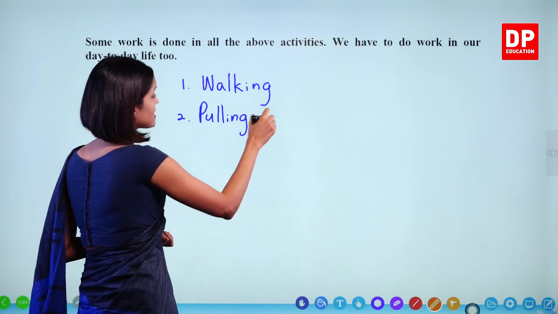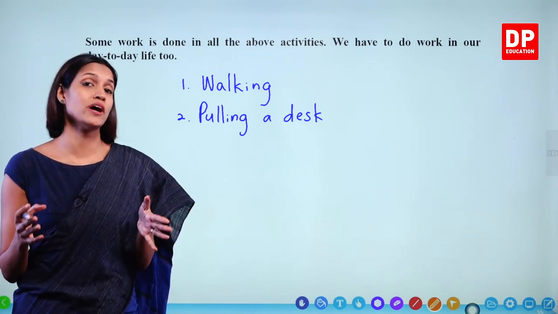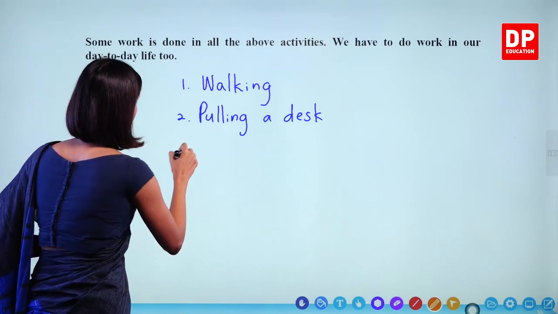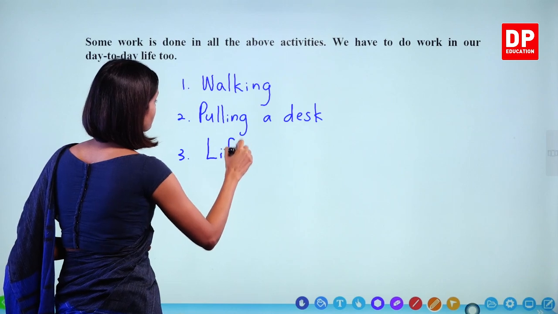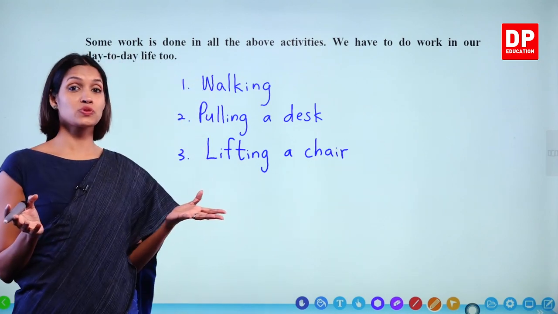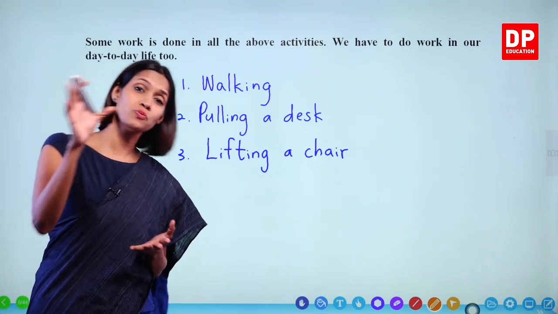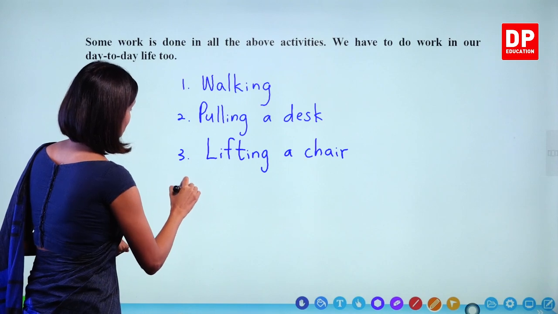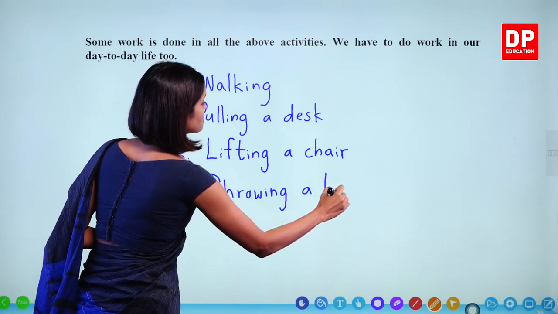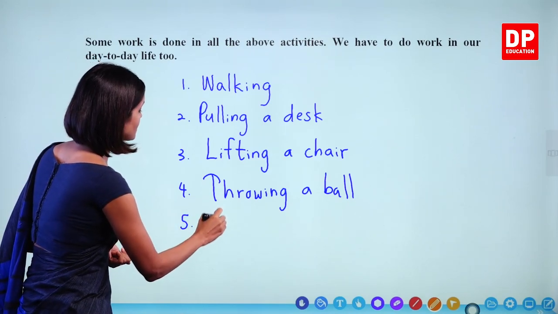Pulling a table, or pulling a desk, right? Lifting a chair. If your teacher asks you to go to a different place, sometimes you have to take your chair as well. So in that case, you have to lift your chair, right? So we will write lifting a chair. So during the interval at school, you can play different games, right? So you have to run and you have to throw the ball, etc. Okay, we will write throwing a ball. Right. What about writing? Writing is also a type of work. Writing.